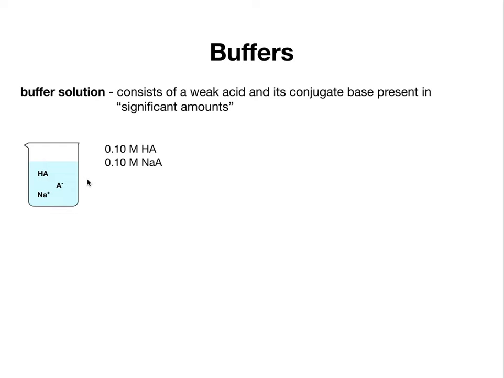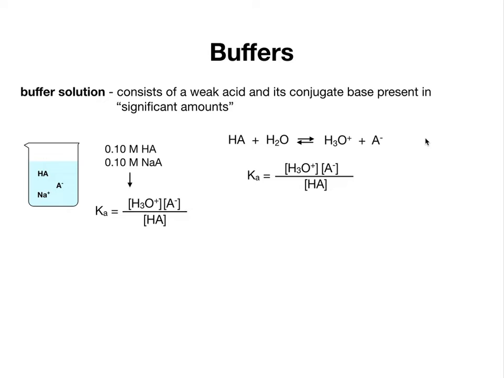So we're going to have primarily three components here. We're going to have HA. This salt is going to dissociate into sodium ions and the anion of the weak acid. Okay, so we can write this equilibrium equation, the weak acid in water. Of course, that has a Ka, products over reactants, leaving out the water.